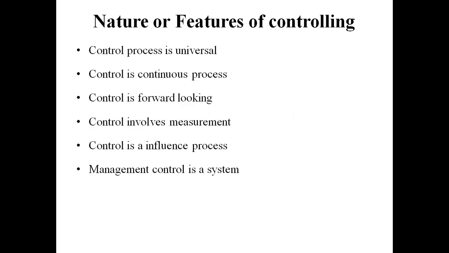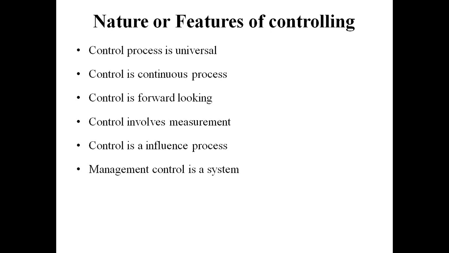The first one is, the control process is universal. The control process consists of the same elements irrespective of the type of the organization or function to be controlled. It is the responsibility of every manager to regulate ongoing activity and to keep the operations focused towards the goals. Each and every organization needs to perform the controlling function of management in order to ensure their activities are going in the desired direction and they are going to achieve their objectives.